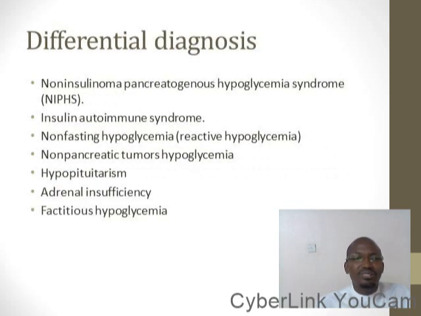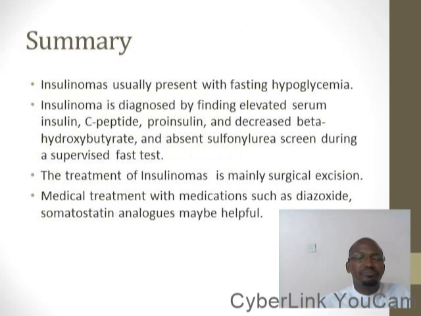The differential diagnosis includes non-insulinoma pancreatogenous hypoglycemia. This occurs when there is islet cell hypertrophy. Other differentials include insulin autoimmune syndrome, non-fasting hypoglycemia, non-pancreatic tumor hypoglycemia as occurs in hepatocellular carcinoma, hypopituitarism, adrenal insufficiency, or factitious hypoglycemia that occurs in people that take exogenous insulin or sulfonylureas, especially when they are seeking attention.